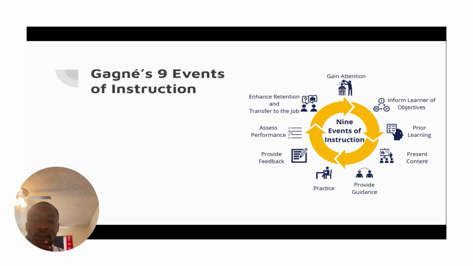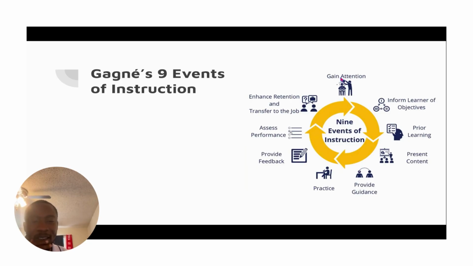Now, Gagne's nine events of instruction. Gagne's nine events of instruction also give us an idea of how we can apply our learning theories in terms of practicalities, in terms of real life situations. So we have different strategies and different modes by which these nine events work, and we look at each and every one of them here.